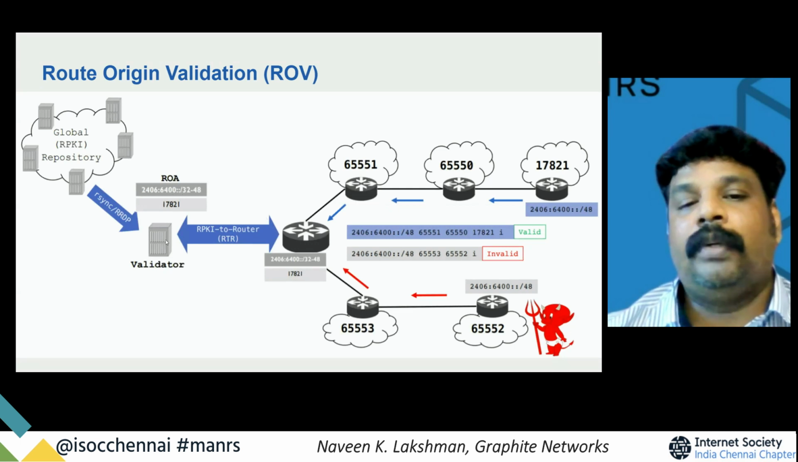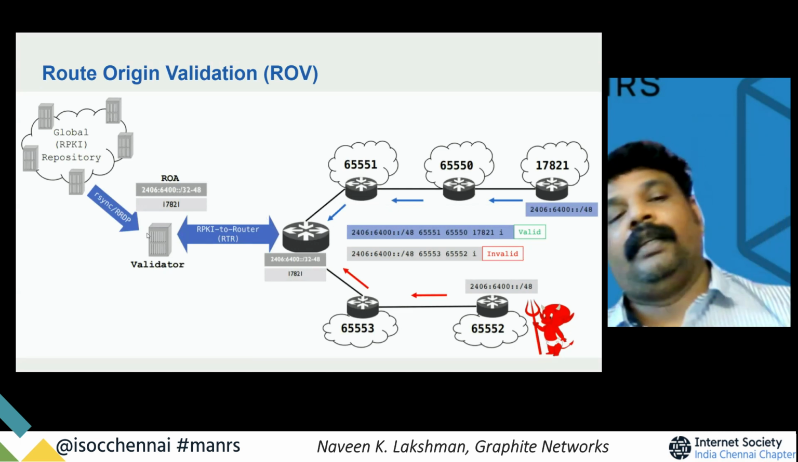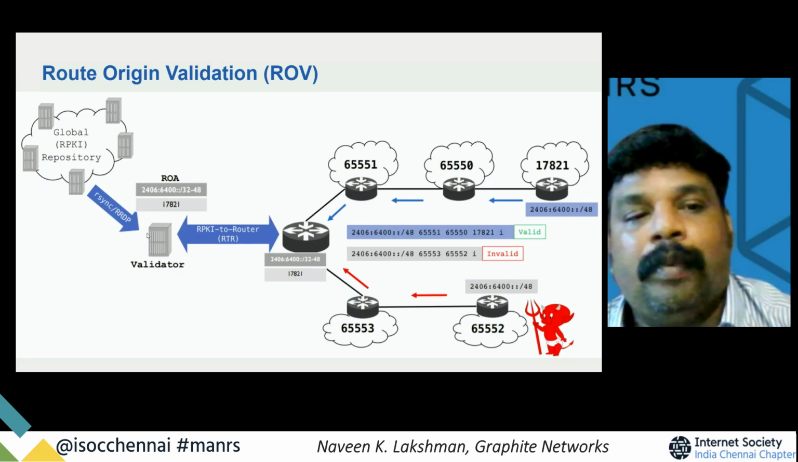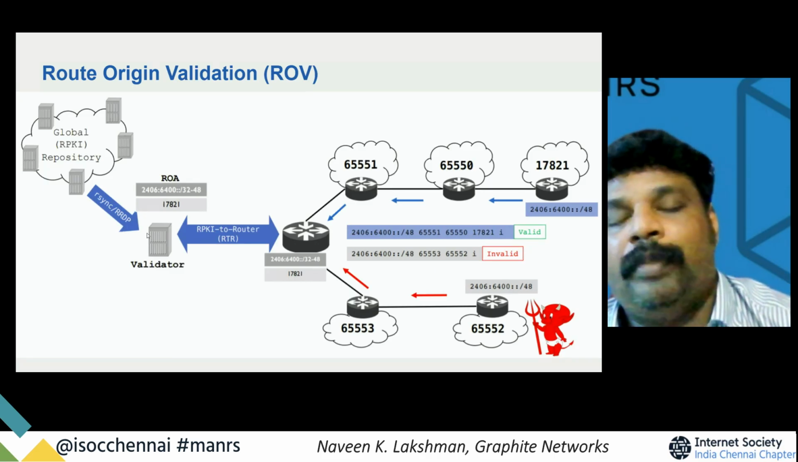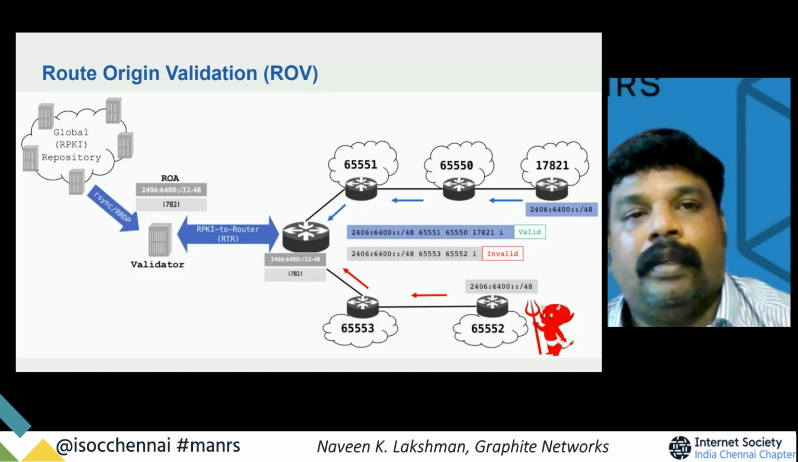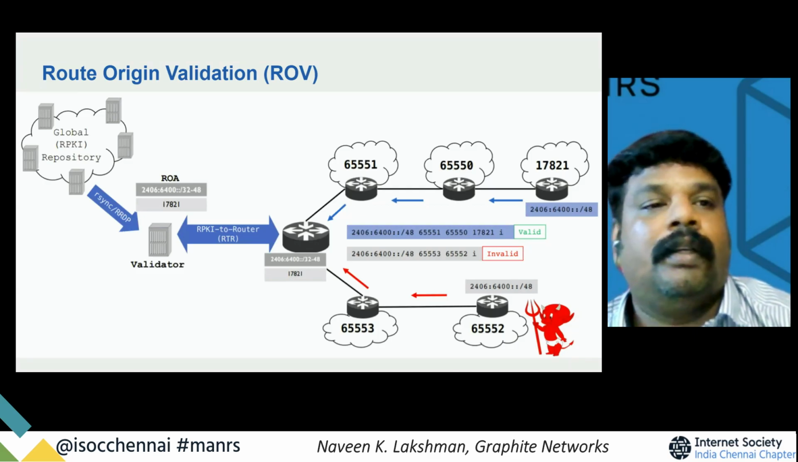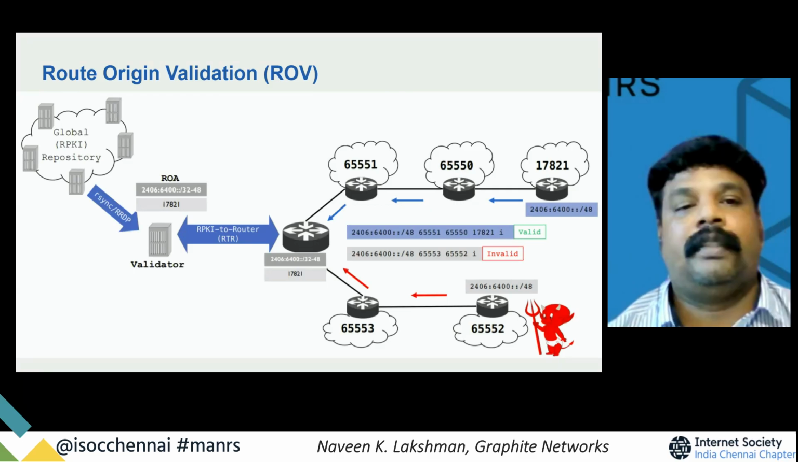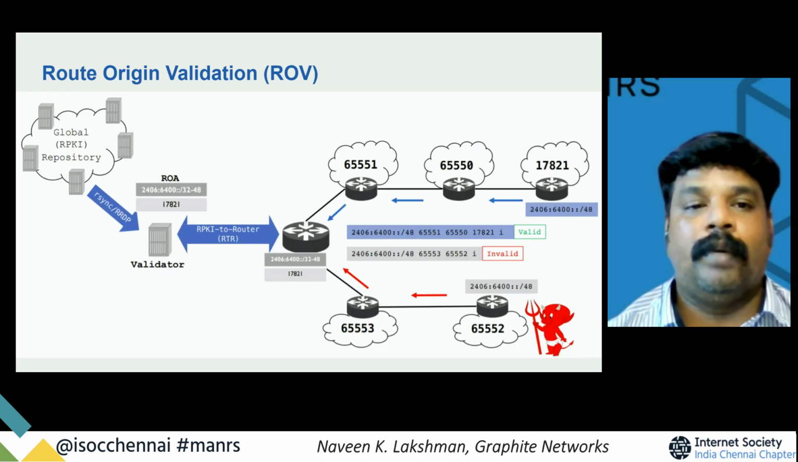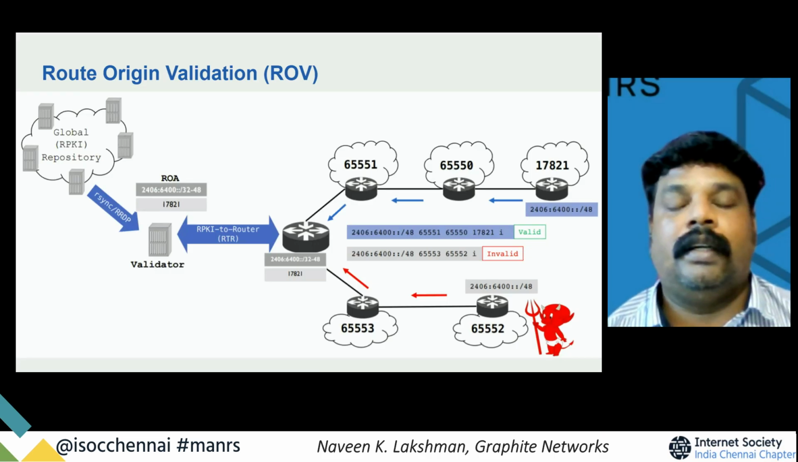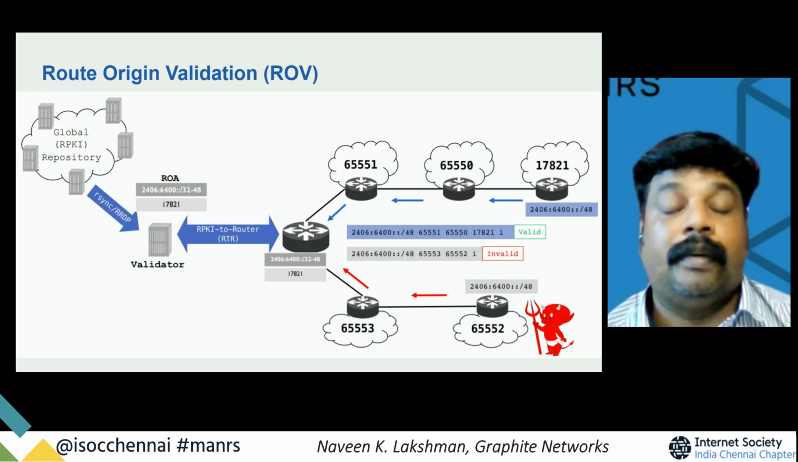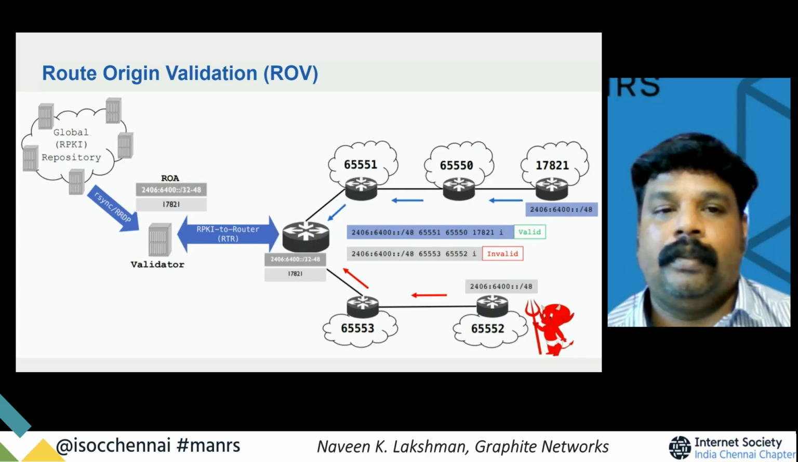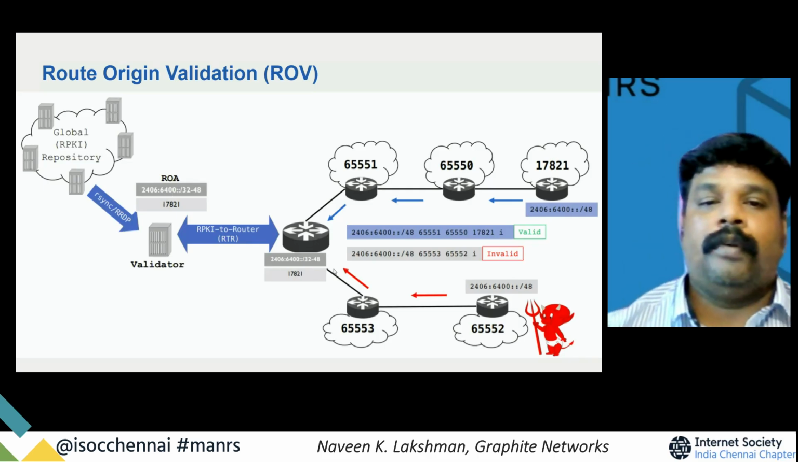Now the router checks with the validator, which syncs up with the global repo using rsync or RRDP. That is the protocol used for syncing with the global repo. Now it checks the repo and finds that the prefix 2406 has a ROA created, with the origin AS of 178.2.1. Okay. So now the two prefixes arrive at the router.